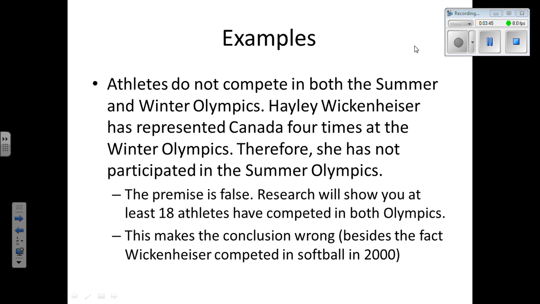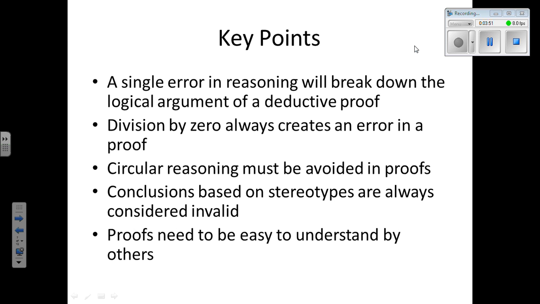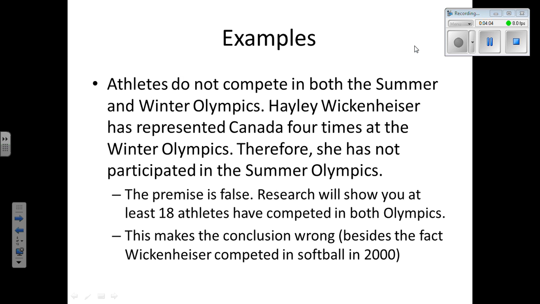All right. So right now, what is this using? Is it going to be your circular reasoning? In fact, the conclusion is based on stereotypes. So any conclusion based on stereotypes is always considered invalid.